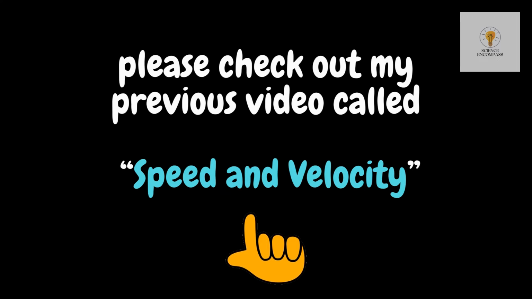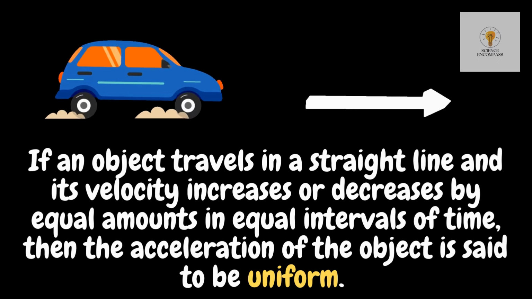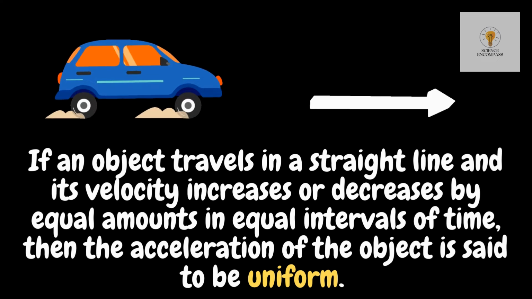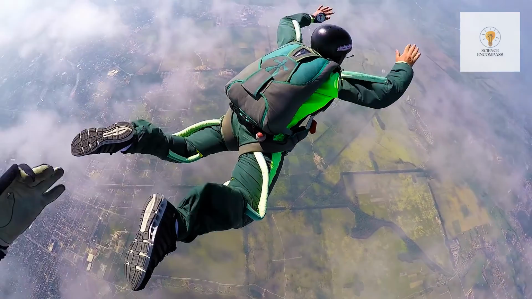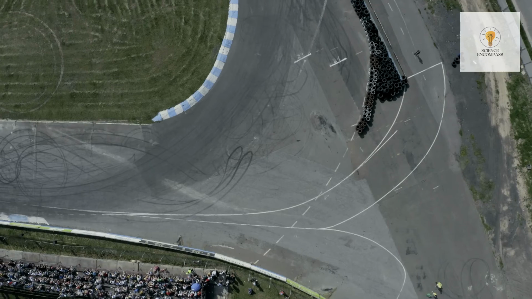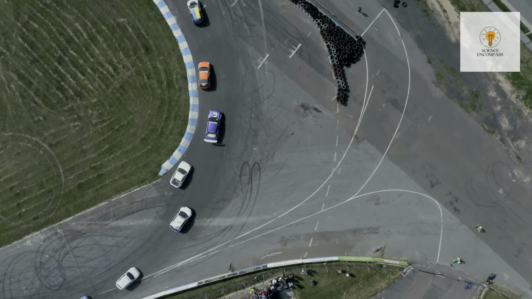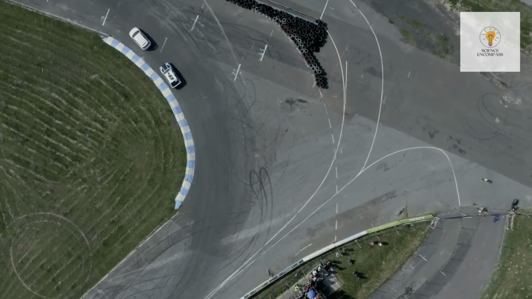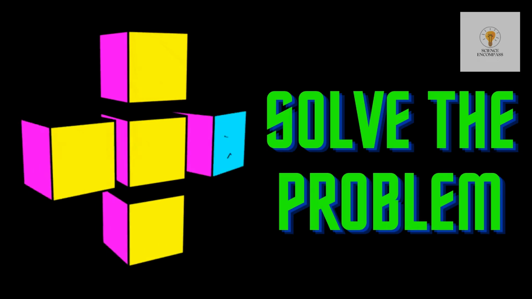Now, if you don't know what velocity is, please check out my previous video called Speed and Velocity. If an object travels in a straight line and its velocity increases or decreases by equal amounts in equal intervals of time, then the acceleration of the object is said to be uniform. For example, the motion of a freely falling body. On the other hand, an object can travel with non uniform acceleration if its velocity changes at a non uniform rate. Here's an activity for you.